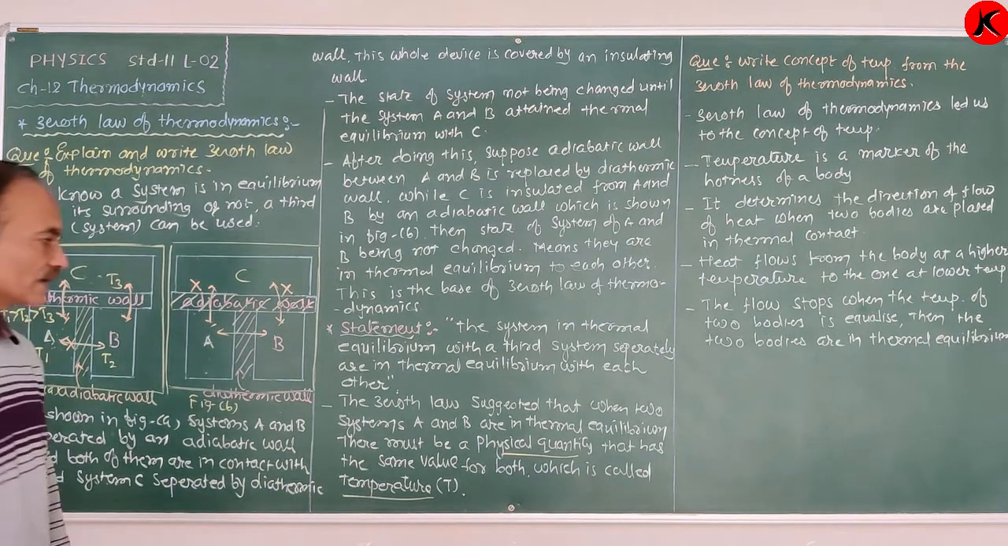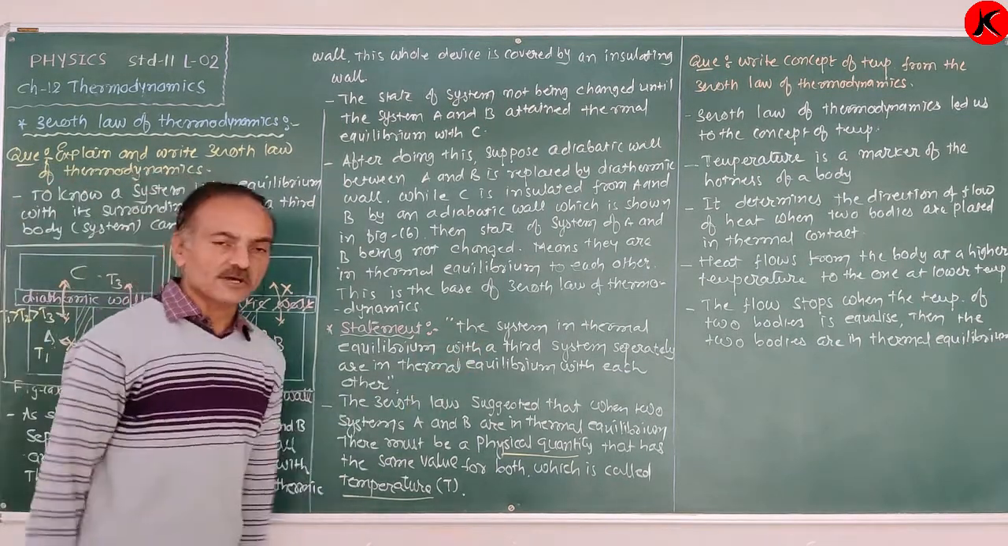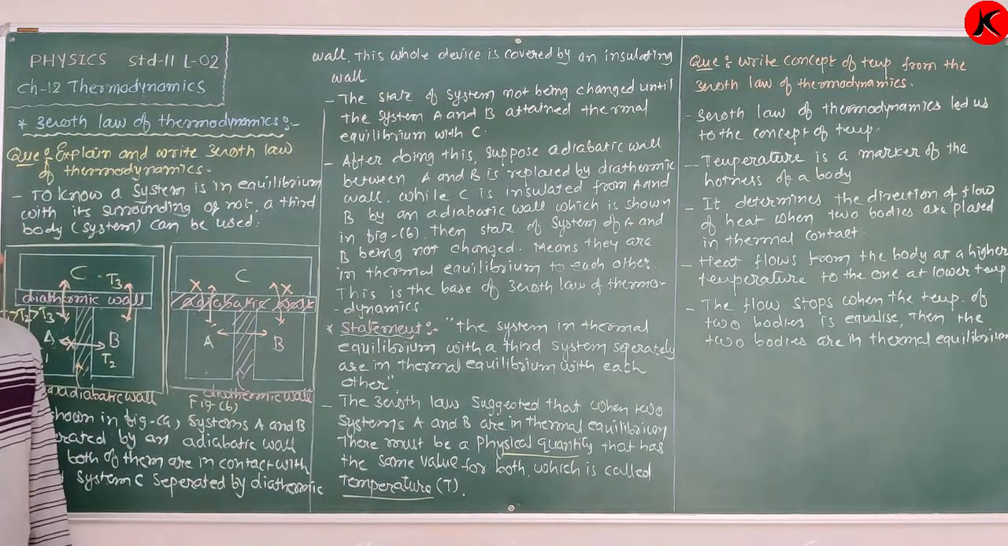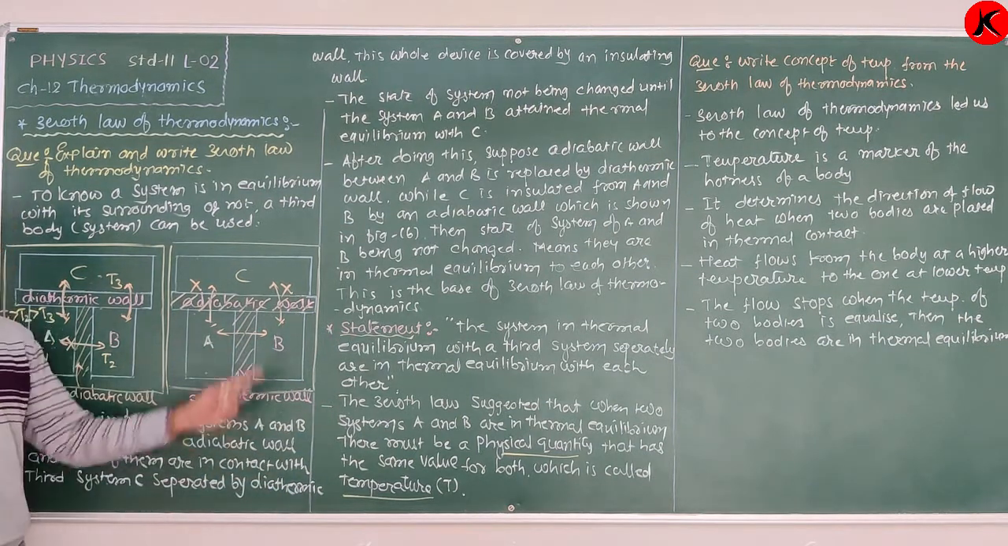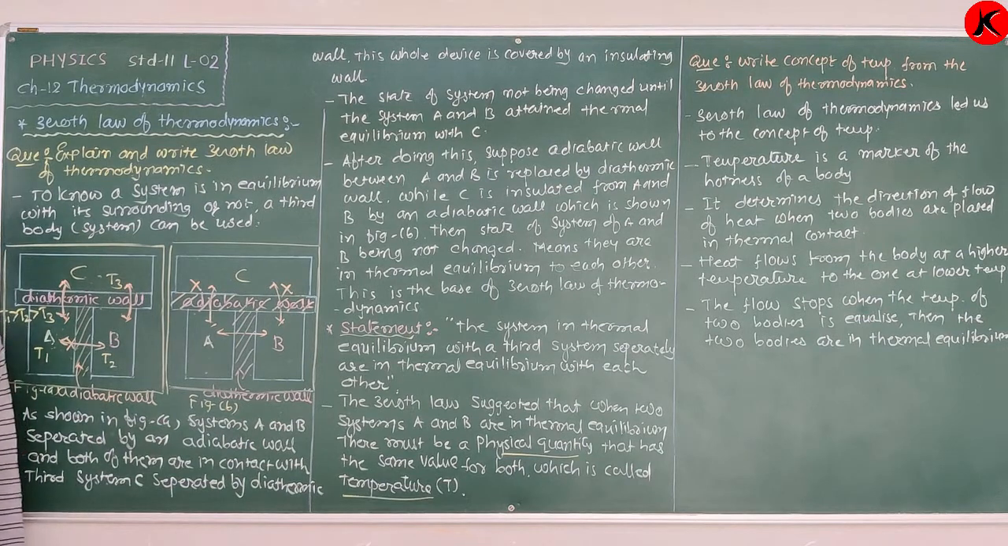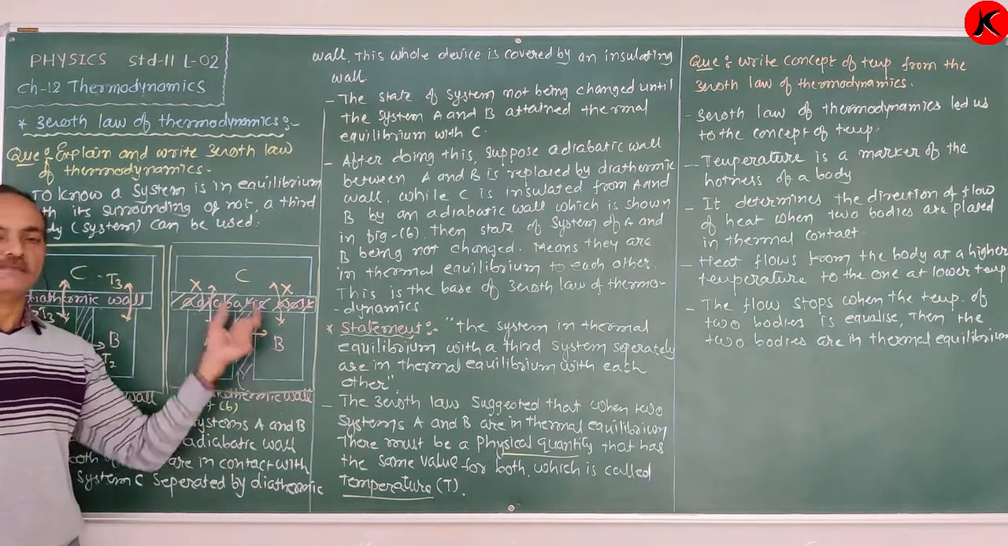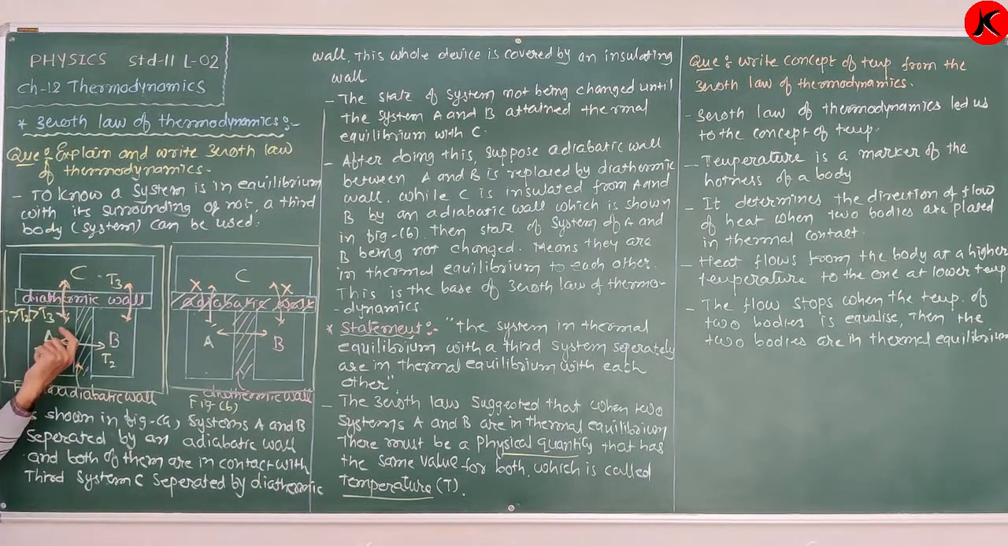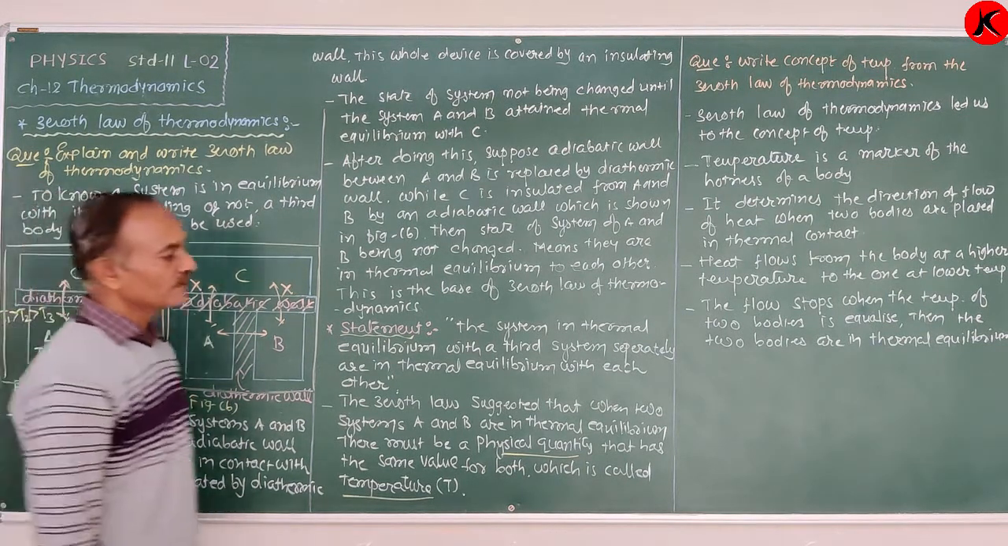Clear? Okay. The statement is that systems that are separately in thermal equilibrium with a third system are in thermal equilibrium with each other. So what it says is that if two systems A and B are in thermal equilibrium with a third system, we can say that these two systems are in thermal equilibrium with each other. That is the statement of the Zeroth law of thermodynamics.